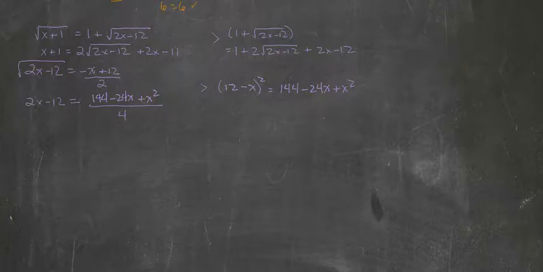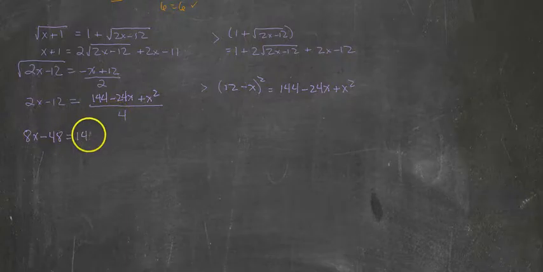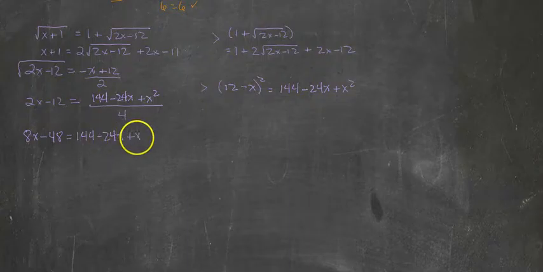Okay, so my radicals are all gone. I'm just dealing with a quadratic function now. So I just want to get everything on one side and set it equal to 0. So first I'm going to multiply both sides by 4. So I get 8x minus 12 times 4 is 48 equals 144 minus 24x plus x squared.